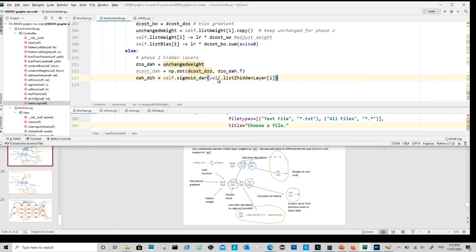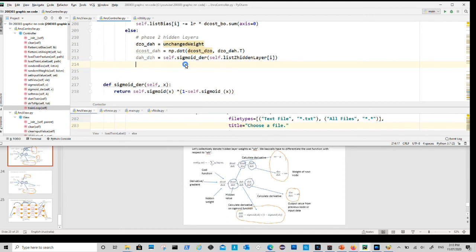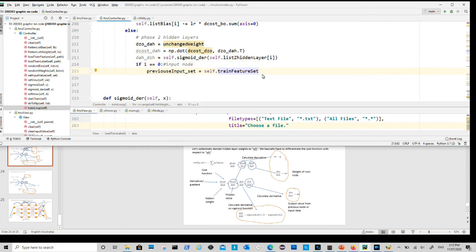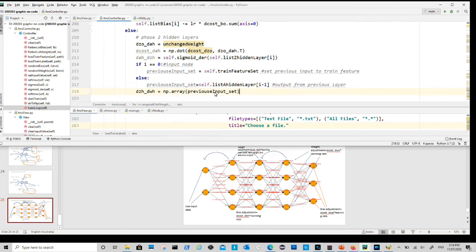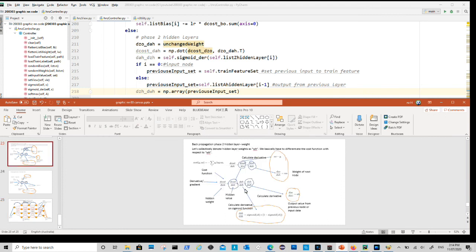We also need to create this derivative of sigmoid method. Then we need to check if we have reached the input layer. If so, we use training feature data as the previous input. Otherwise we just retrieve the output value we saved in the feed forward phase. We turn these data into DZH by DWH, now we have all the components required to work out backpropagation.